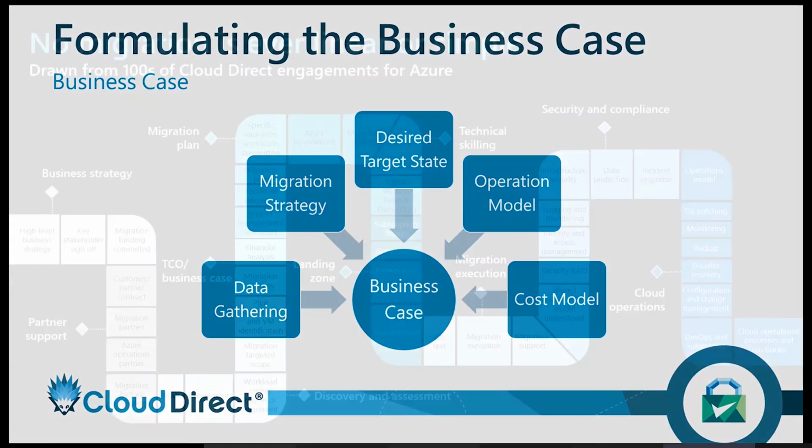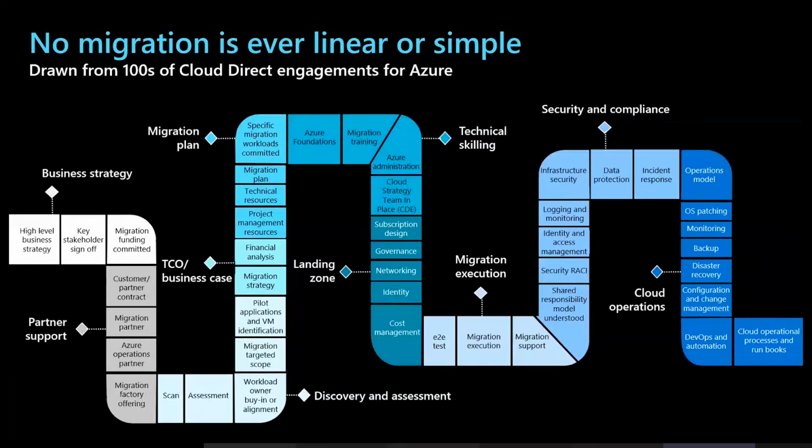So the next slide shows the complexities that are needed. So if I haven't scared you enough, this one should scare you. You can see here the different components that could be needed as part of a migration. So yeah, you can step through the snake. We can go from business strategy to TCO, business case, migration planning, technical skilling, security compliance. Yeah, there's multiple steps within that. But we've done this before.